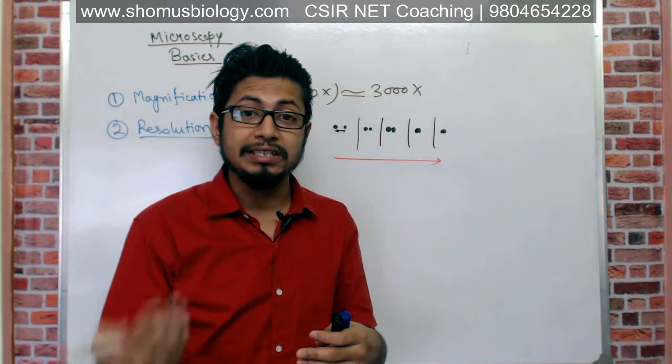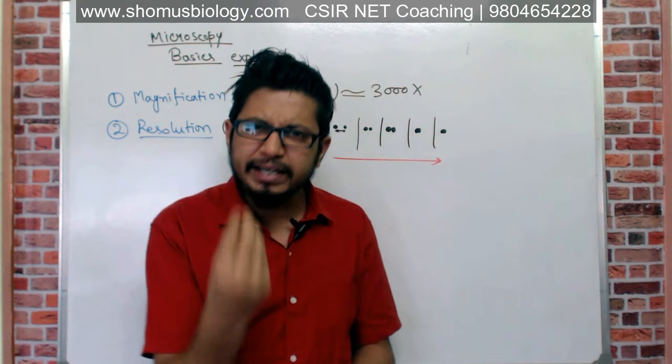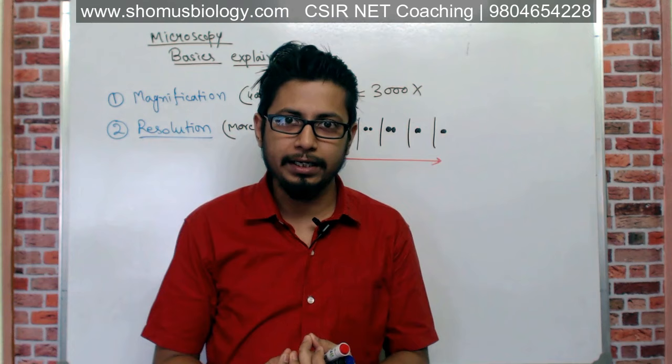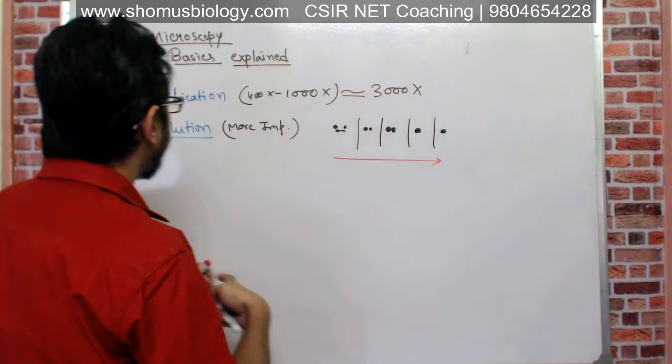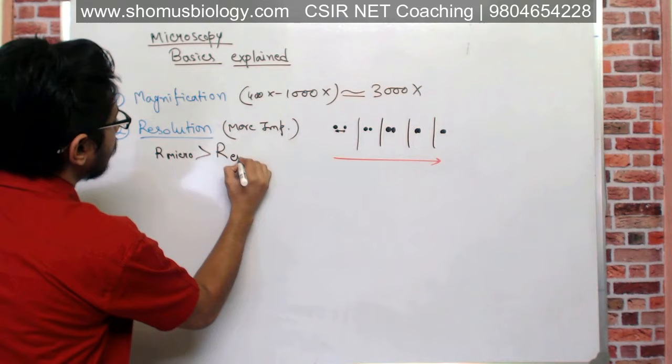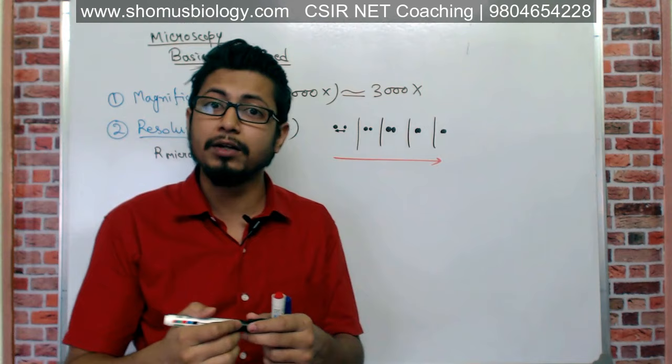That is the resolution of our eye, okay? So when we look into a very tiny object, the resolving power of our eye has a limitation to it, right? But when we are observing something under a microscope, the resolving power must be more than the resolving power of our eye. So this is very, very important. The resolution of a microscope must be greater than the resolution of our eye. That's why we are using a microscope as a machine to see things that we cannot see with our eye, right?